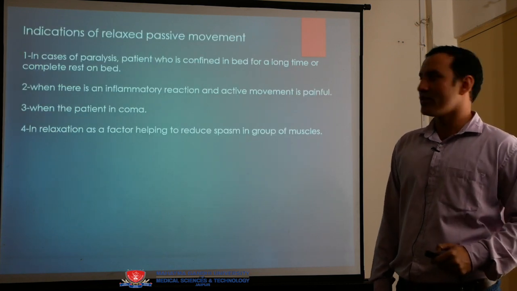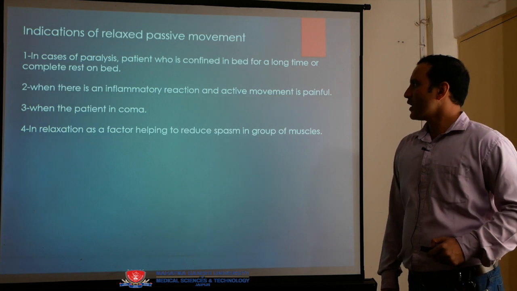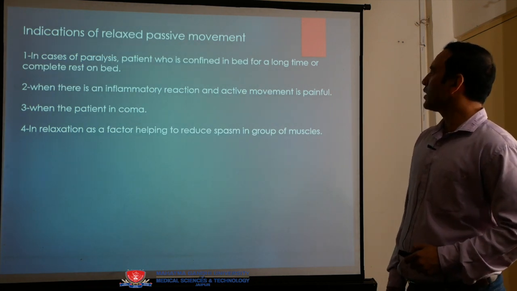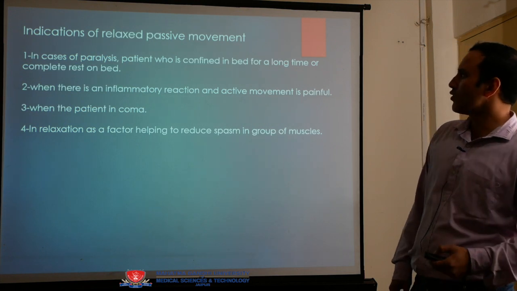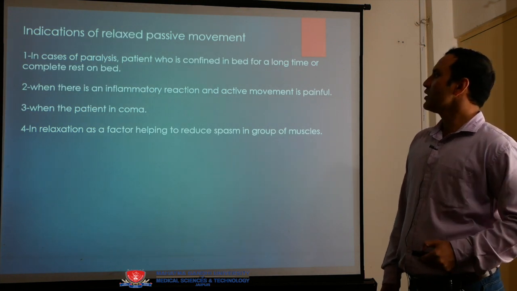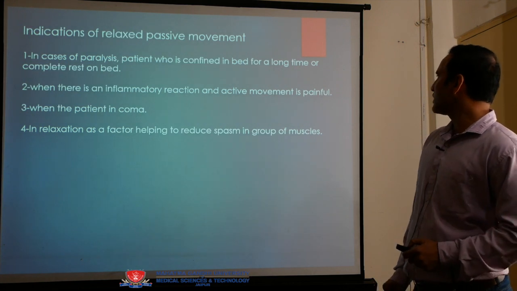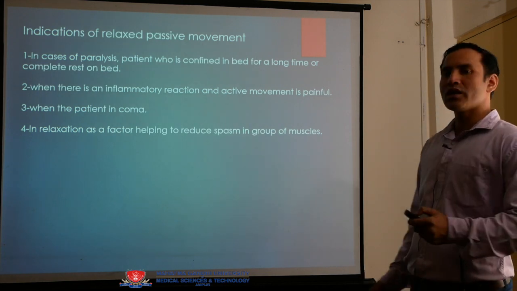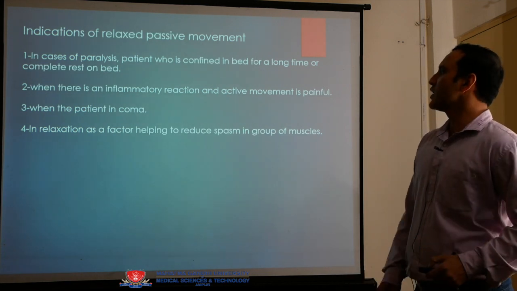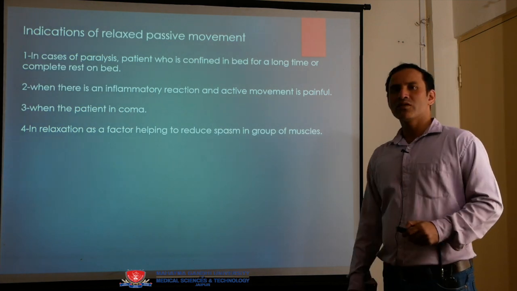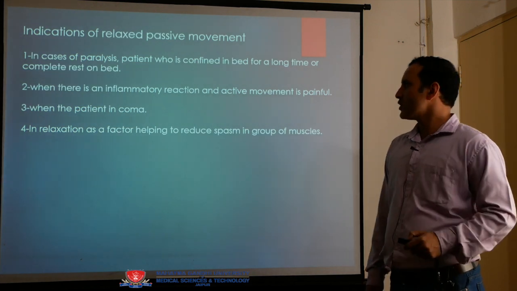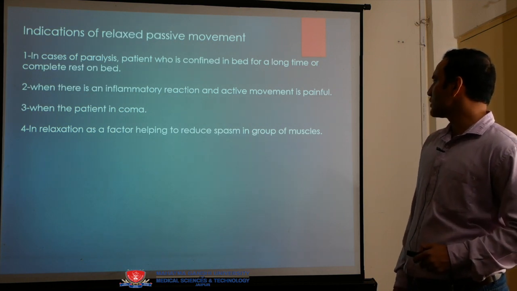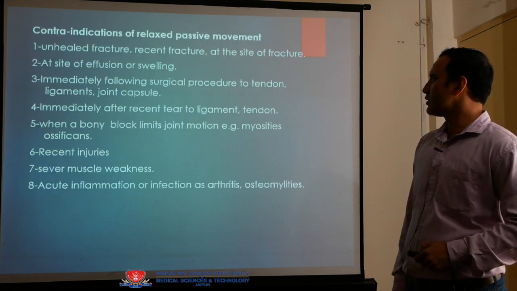Indications of relaxed passive movement. In case of paralysis, a patient who is confined to bed for a long time or on complete bed rest. So in a paralysis patient we can give it. When there is an inflammatory reaction and active movement is painful. If the patient is moving the joint actively and it is painful, then we can go for passive movement. When the patient is in a coma, he cannot move. So passive movement is helpful in relaxation, as a factor helping to reduce spasm in a group of muscles.